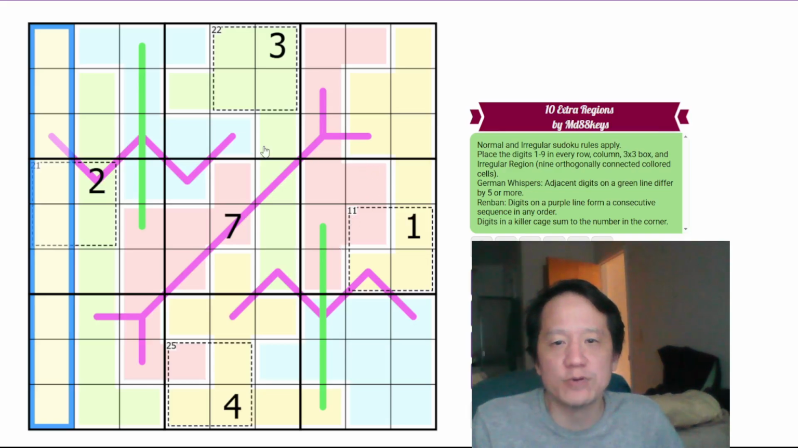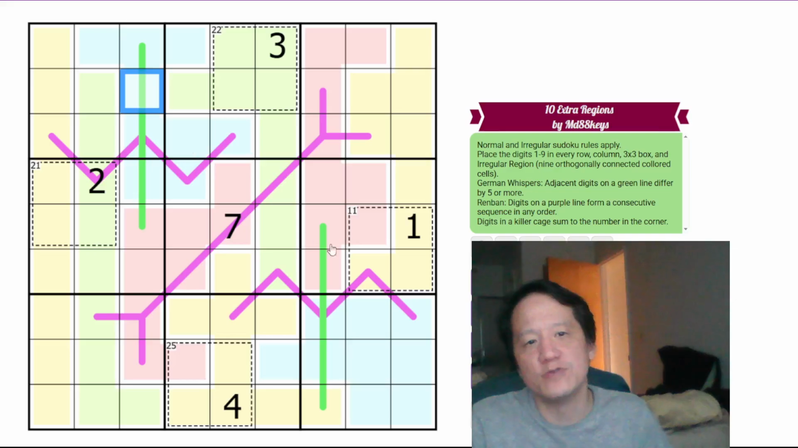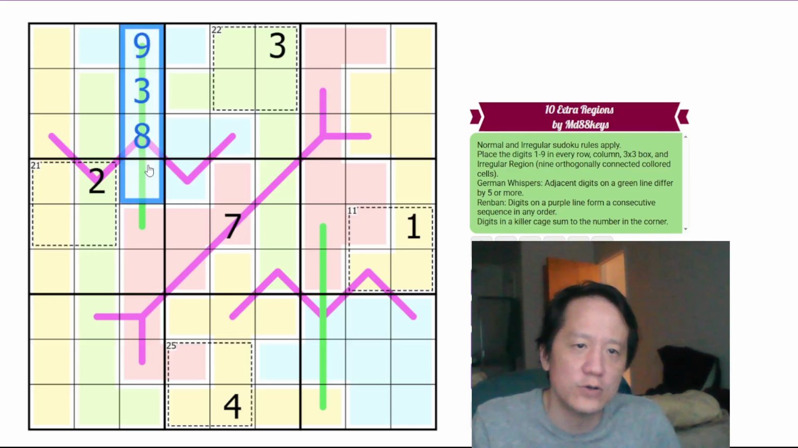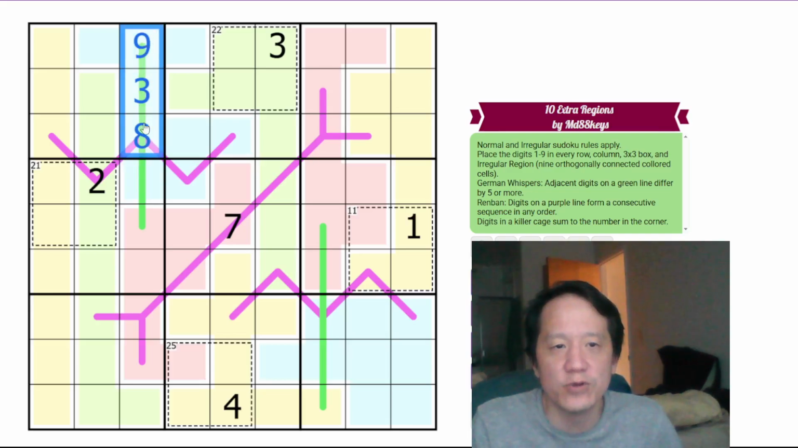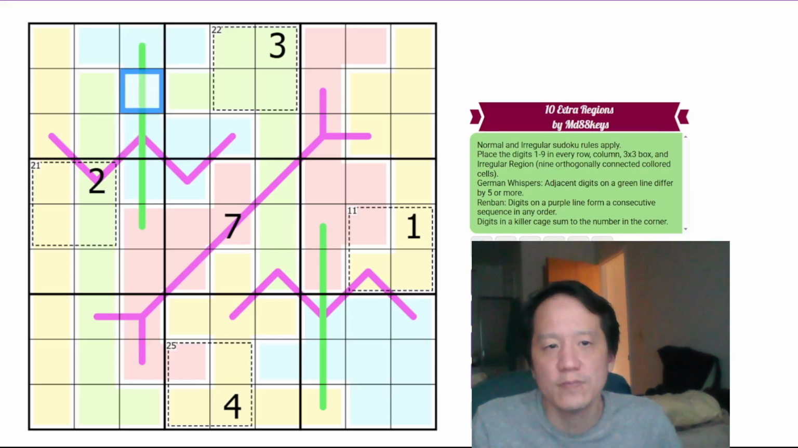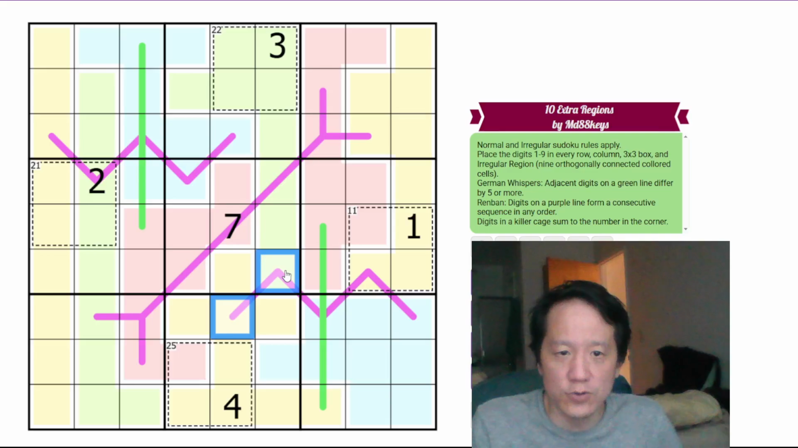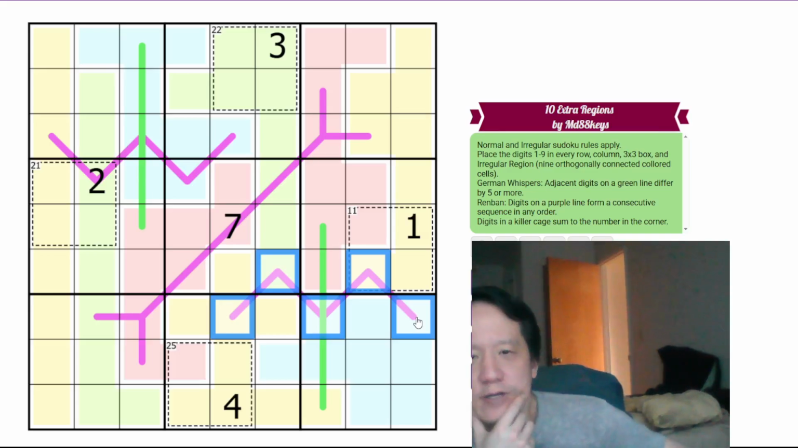We have German whisper lines where adjacent digits on a green line differ by 5 or more. So, for example, if this were a 3, this would have to be an 8 and a 9 in some order, because the only digits which are 5 or more away from 3 are 8 and 9. We also have Renban, where digits on a purple line form a consecutive sequence in any order. So, for example, this could be a consecutive sequence. He doesn't say about repeats. Normally, you cannot have repeats on a Renban.